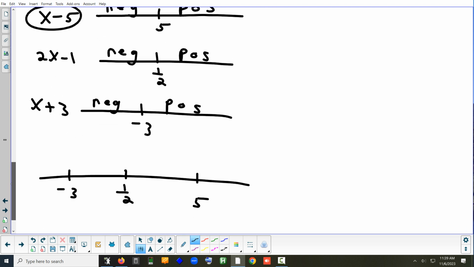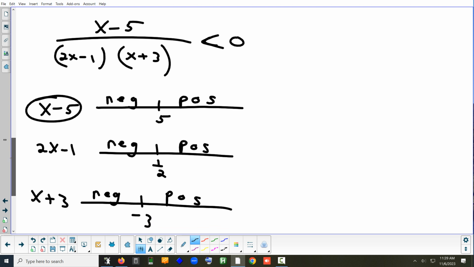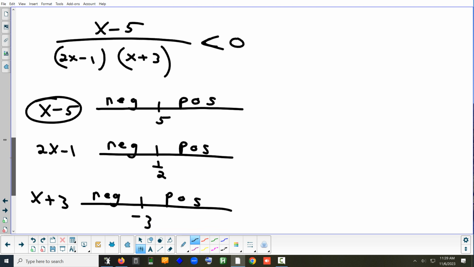Well, maybe we don't even need to put it all together. Maybe we can just do it by looking at what we have. If we can, that's one less number line. Let's try it. Let's think about the different kinds of things that can happen here.